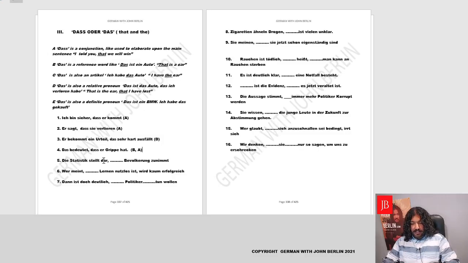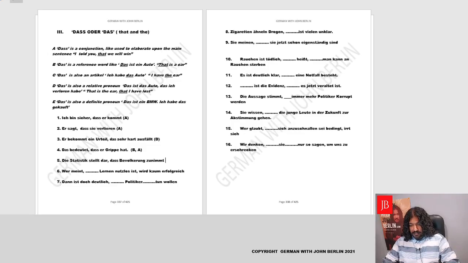Die Statistik stellt dar, dass die Bevölkerung zunimmt. Darstellen is to portray, a trennbares Verb. The statistic portrays that the population increases. So basically, it's an elaboration. You're elaborating on the first sentence. What does it really show? So it's just again your conjunction dass. You could write here dass, option A. Fantastic. Let's move forward.